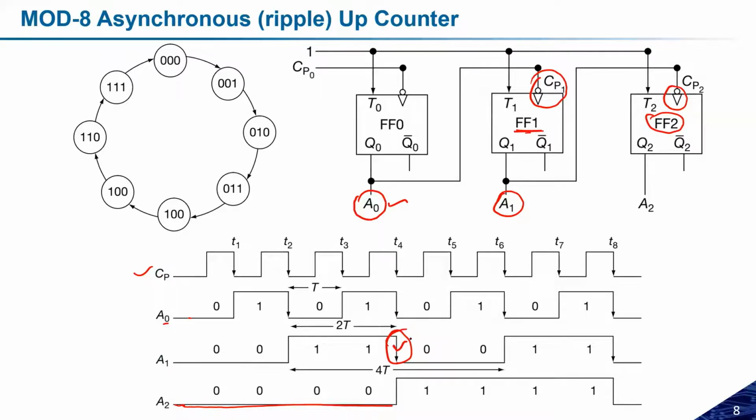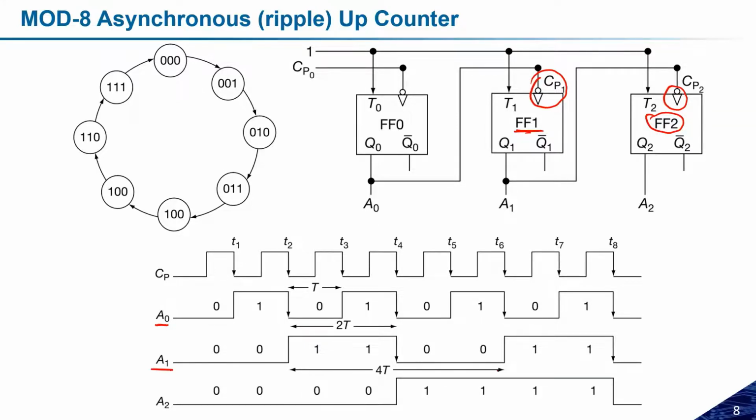Okay, so once A1 has the falling edge, then A2 will change its state and so on. Now, if we recall at each stage, initially this was the time period T of the clock. If you look at A0, the time period has been doubled, or the frequency has been reduced by half.